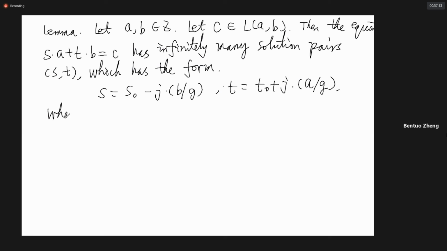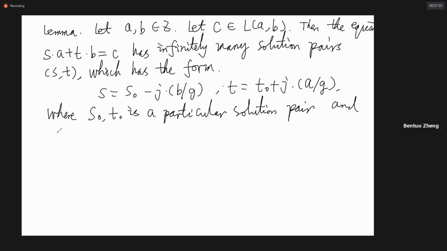So where S0, T0 is a particular solution pair, and G is the greatest common divisor of A and B. So in other words, what this lemma tells you is that any number which is a linear combination of A and B has infinitely many representations, and each representation is just a particular representation S0, T0, and subtract or plus J times B over, or A over, the greatest common divisor of A and B.